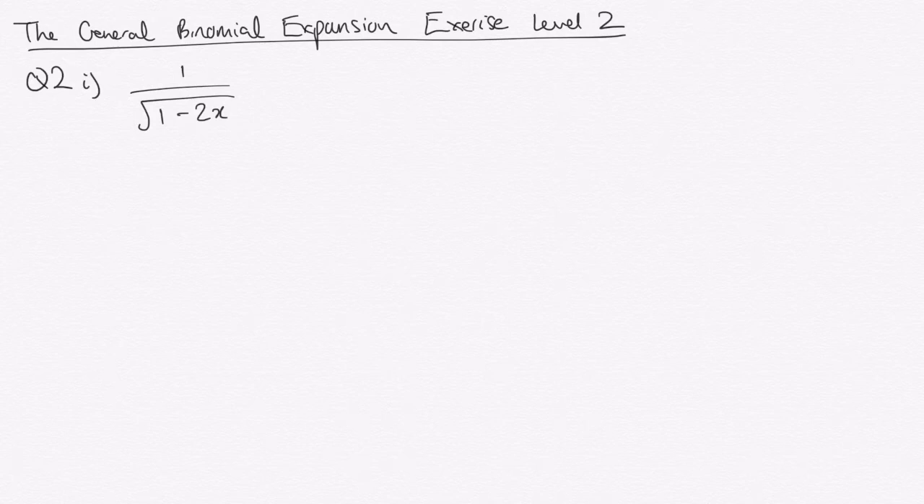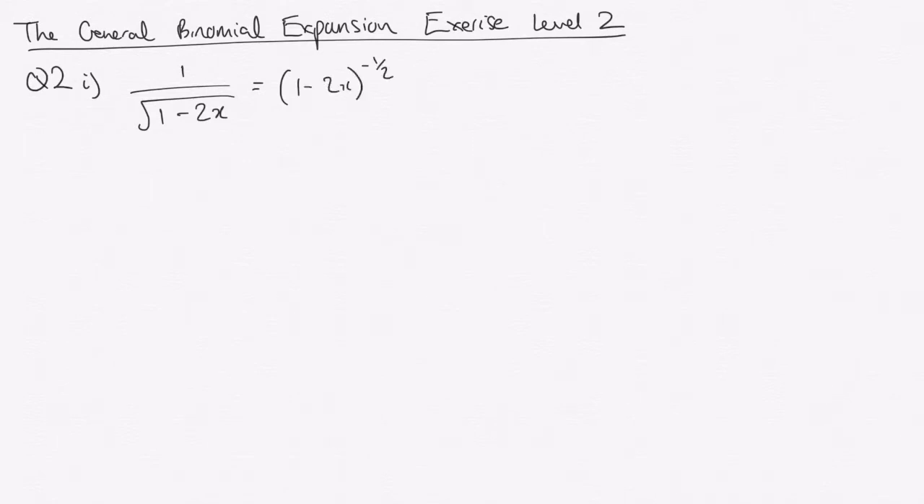In this video, I want to provide the solution to exercise level 2 from Integral on the section on the general binomial expansion. Part 1 asks us to find the first three terms of the binomial expansion of 1 over the square root of 1 minus 2x. Well, we should have lots of practice at doing this now, so let's do this quickly. This is 1 minus 2x to the power of negative a half.